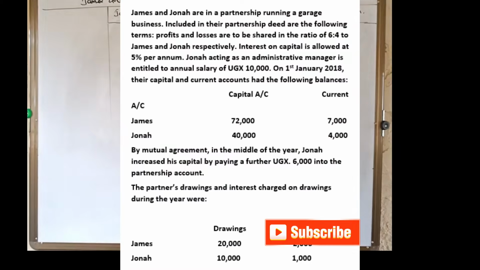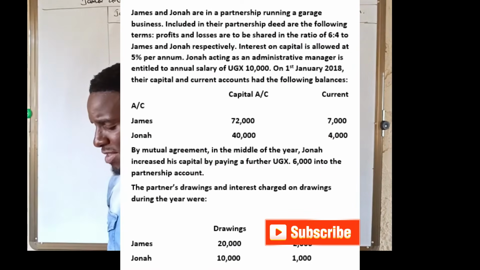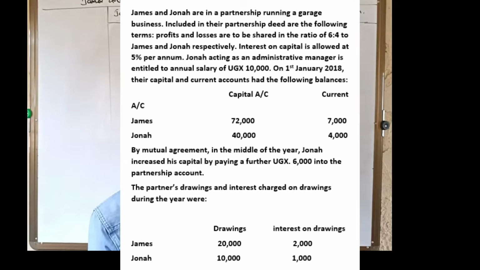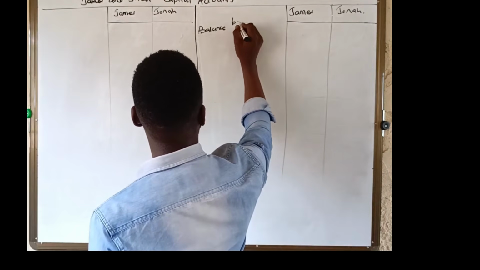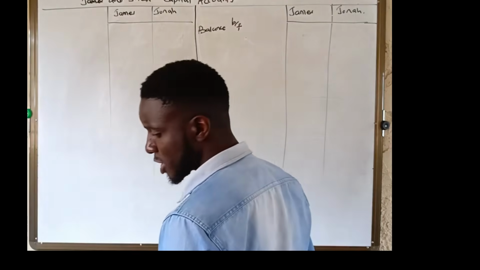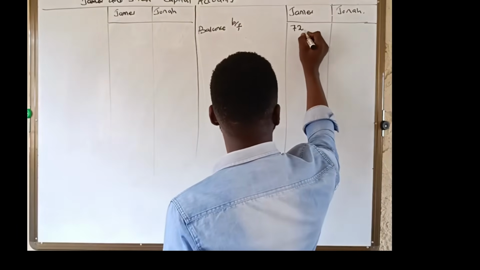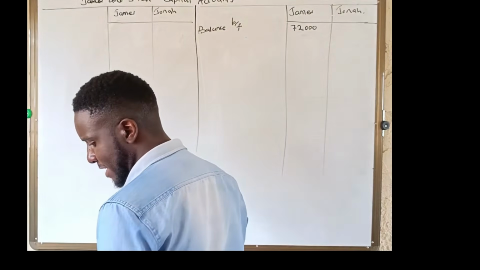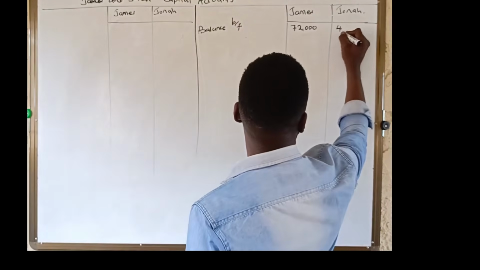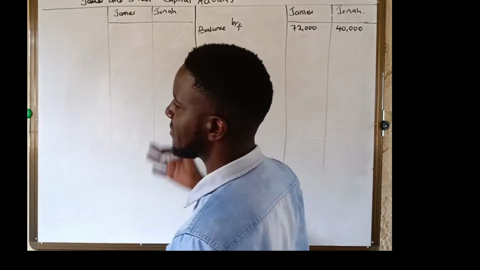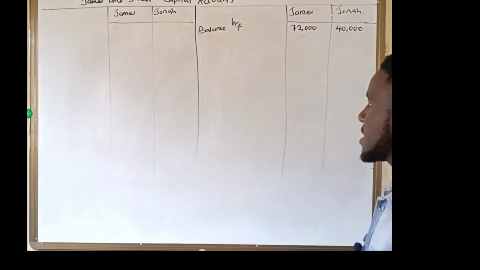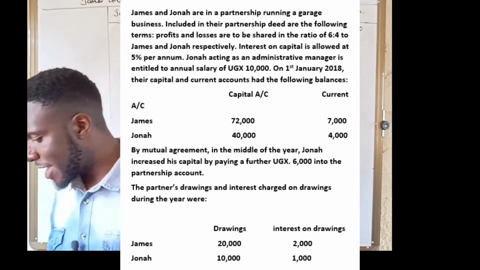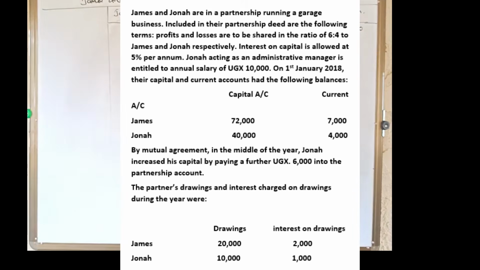So let's go back to the question. Remember why we were having balance brought forward under the capital accounts. So we shall come here and say balance brought forward. So for James, if you check through the question, it was 72,000. Then for Jonah, when you check through the question again, it was 40,000. Remember, of course, we are using the fixed capital account. Then there's something they added here. They say that by mutual agreement, in the middle of the year, Jonah increased his capital by paying a further 6,000 into the partnership account.